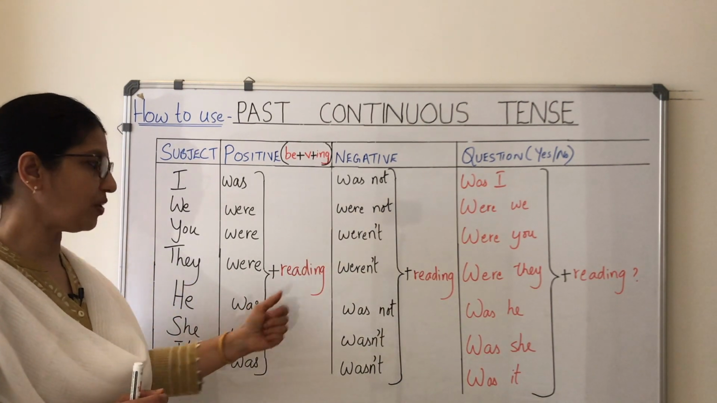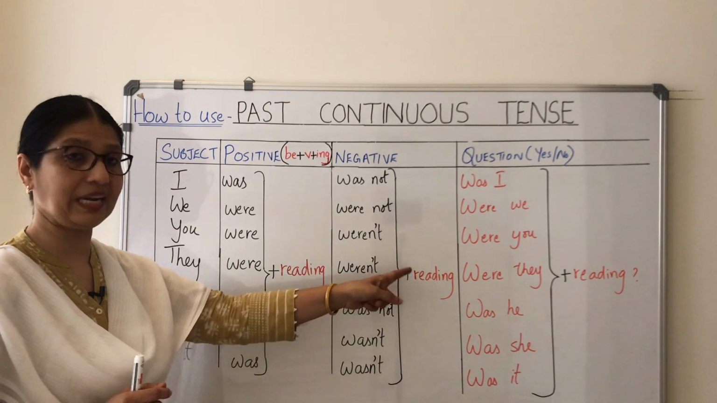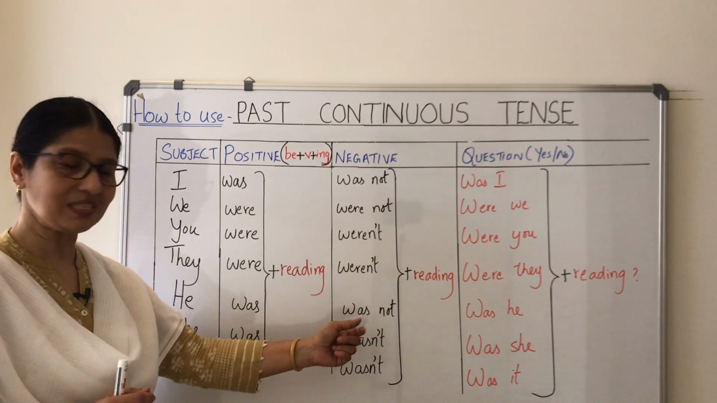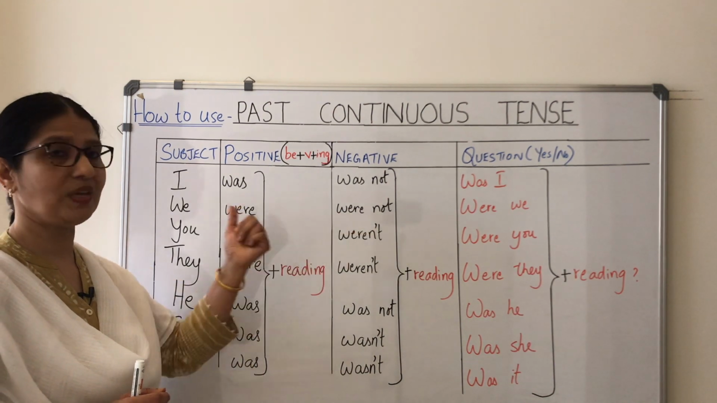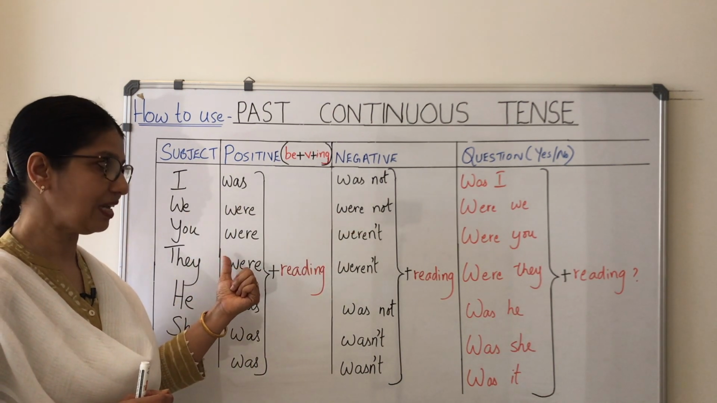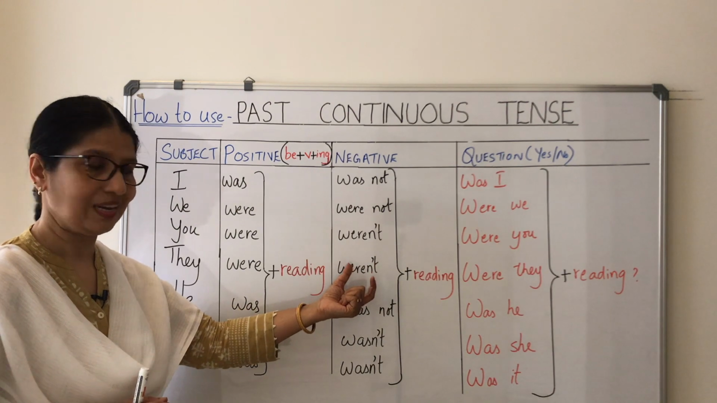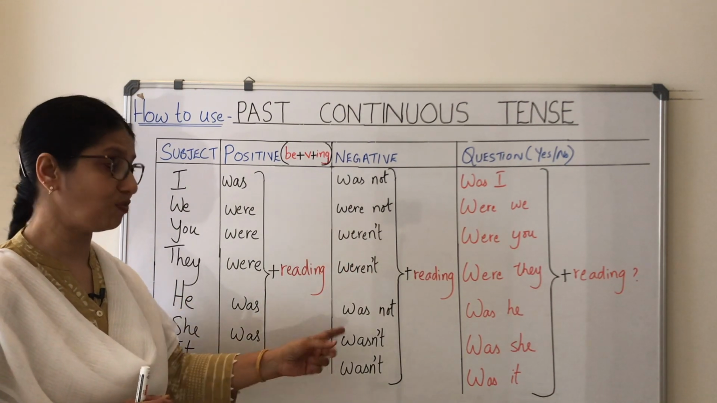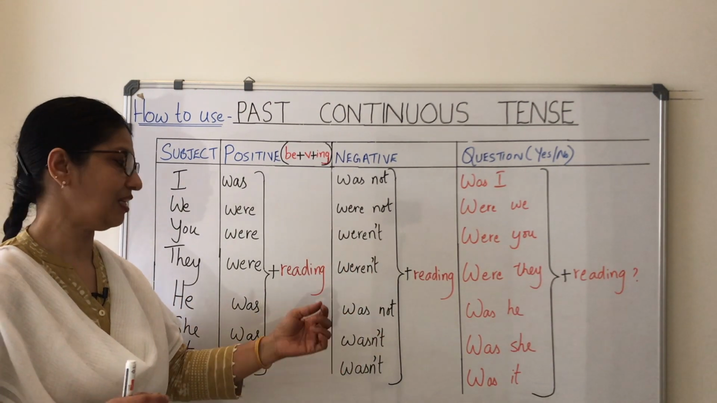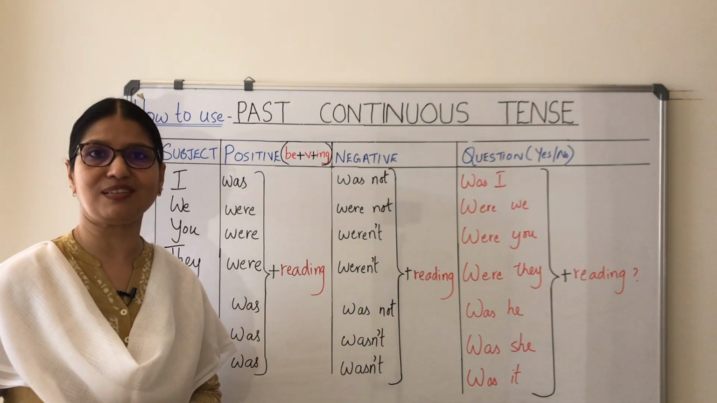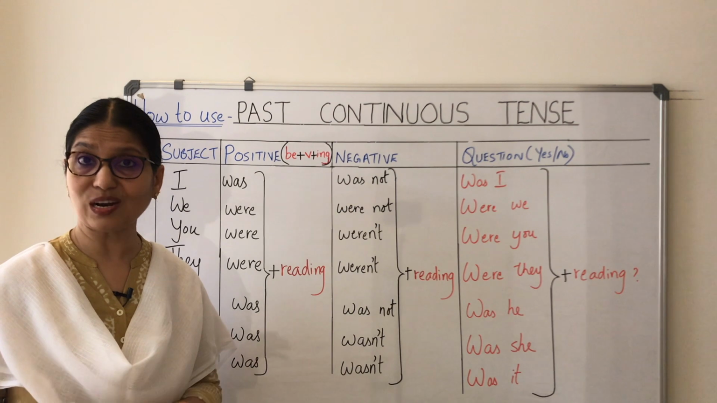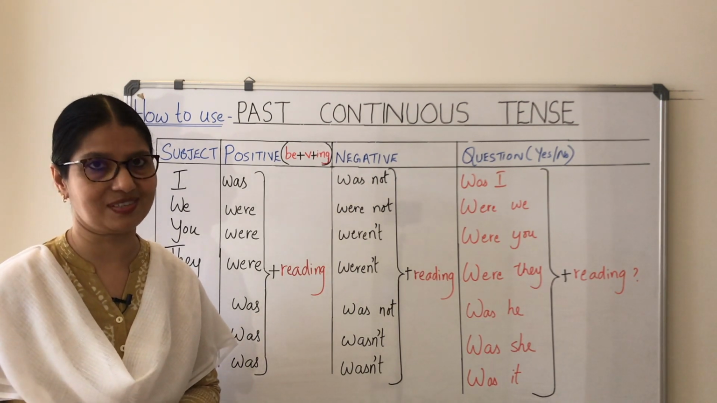Now with was, we have was not reading and the short form is wasn't. So you found that were not with the plural is used and the short form is weren't, and with the singular pronouns we have was not, of which the contraction is wasn't. So how about making the question form? Let's start with the yes or no questions first.